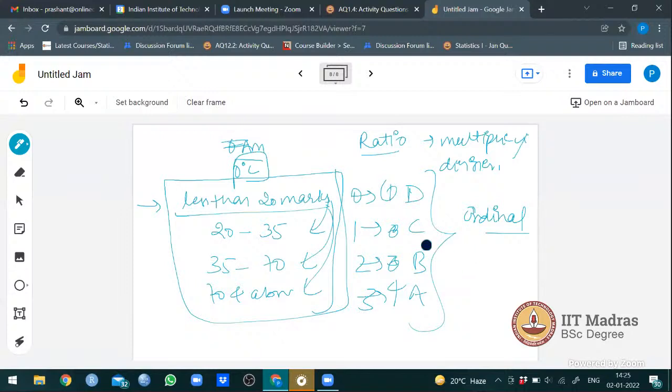Sir, but what happens to the number if it becomes negative? See, if I'm saying 0 degree Celsius and then -1 degree Celsius, then it will be interval scale. A simple trick: if the value of something goes negative, then it will be interval scale.